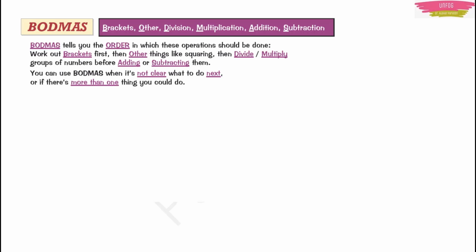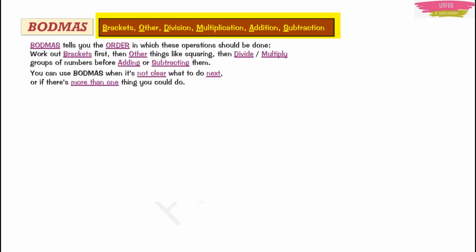Now what is this BODMAS? The full form of BODMAS is brackets, order, division, multiplication, addition, subtraction. Basically, BODMAS tells you the order in which these operations should be done. First you remove the brackets. Then you deal with the other things in the sum, like squaring and indices and all that. After that, you divide or you multiply.